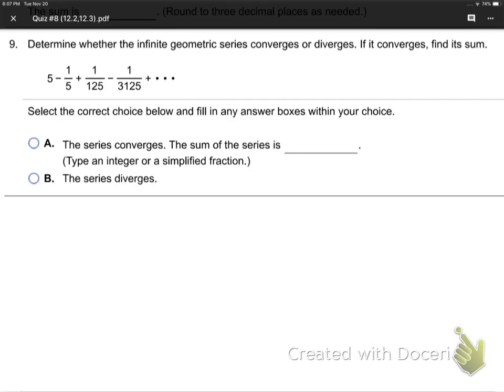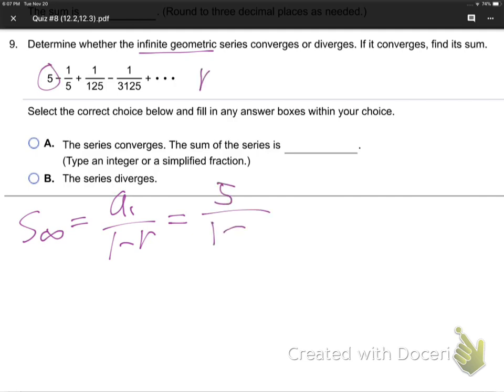All right, let's try the next one. So this one is infinite. It goes on dot dot dot. So we've got to use the S of infinity formula, which is A1 over 1 minus R. So what's A1? First term, 5, over 1 minus R. Now what's R? R is always second term over first. Be careful here now. Second term is minus 1/5 over first term, which is 5. How do you do that? What do you do with that?